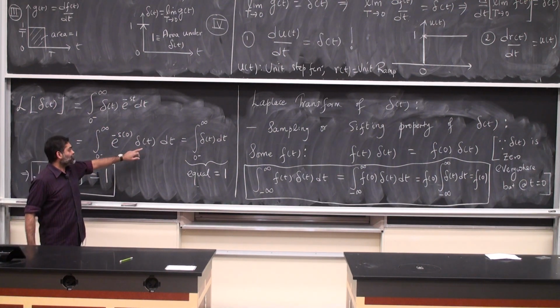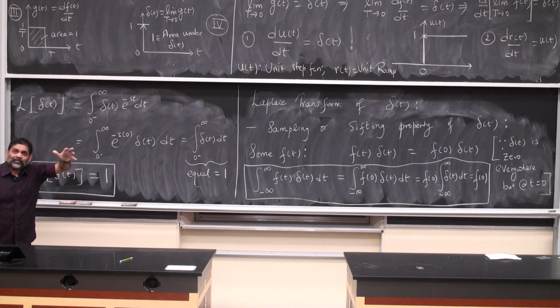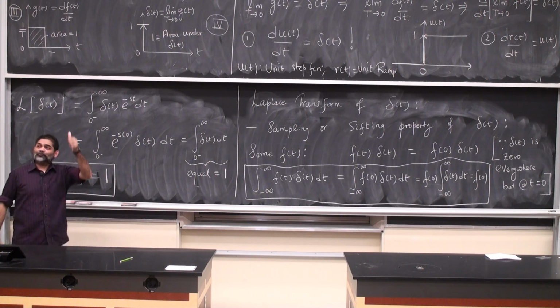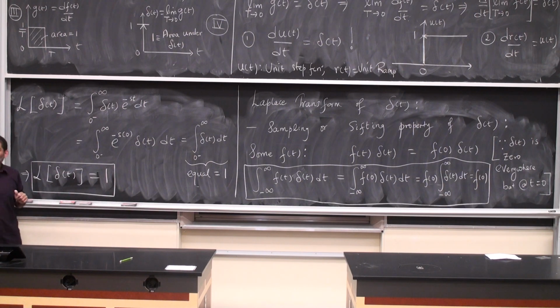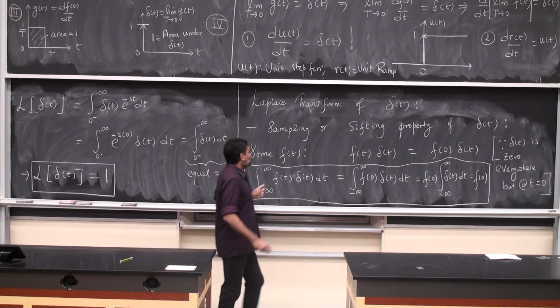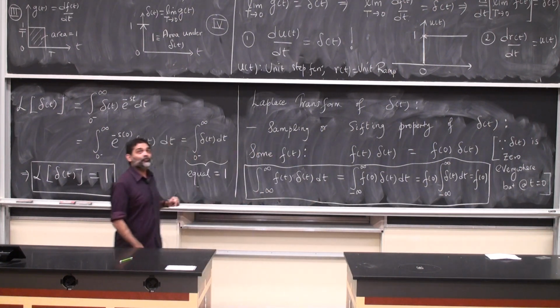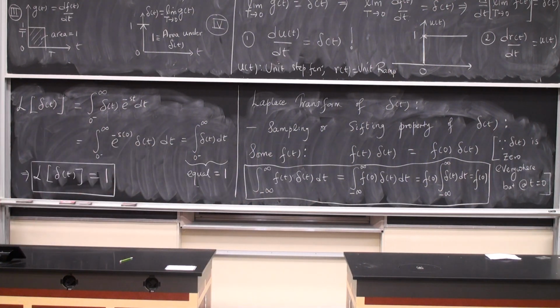Okay, the question asked was, okay, why am I putting 0 only here? Why am I not putting 0 here? Fantastic question. Because it is not necessary, because based on the definition of delta of t, it's defined only at t is equal to 0. Okay? Alright. So I'm going to bring this board down and then we're going to look at the impulse response of first order systems, keeping delta of t is equal to 1 in mind.